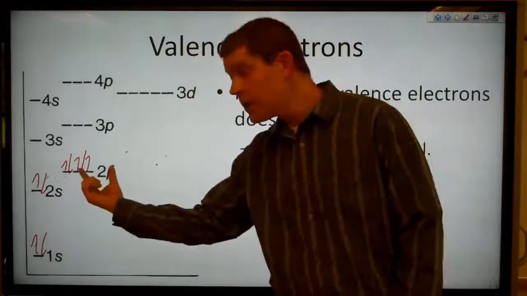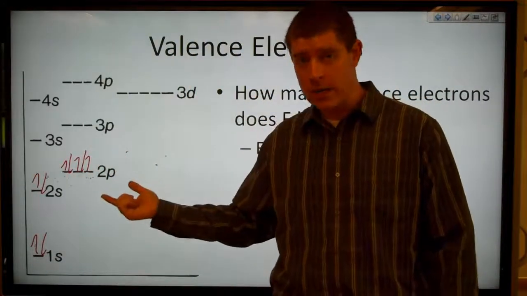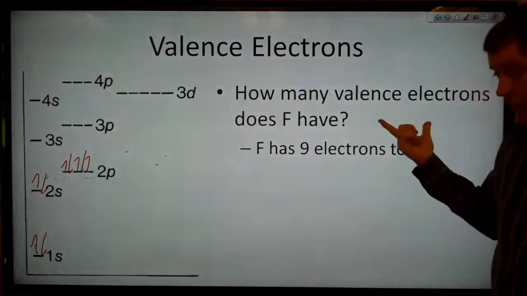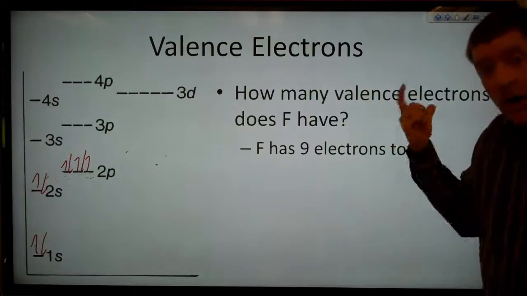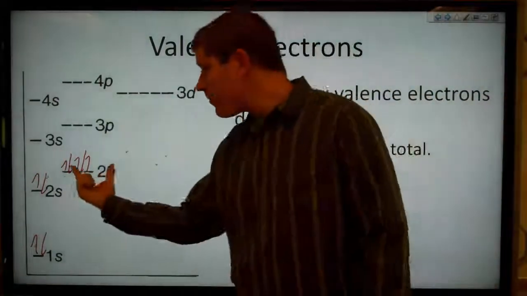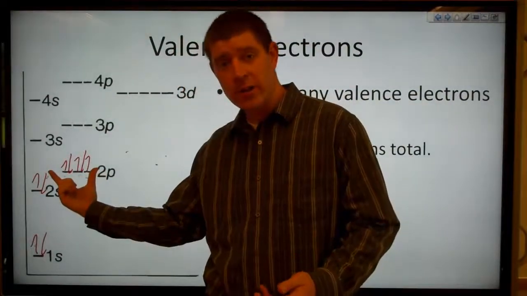So note that the 2p is not full. We can get 1 more electron in there. So how many valence electrons does fluorine have? Well, remember that's the outermost occupied energy level. And you might be tempted to say 5, because we have 5 electrons in the 2p.